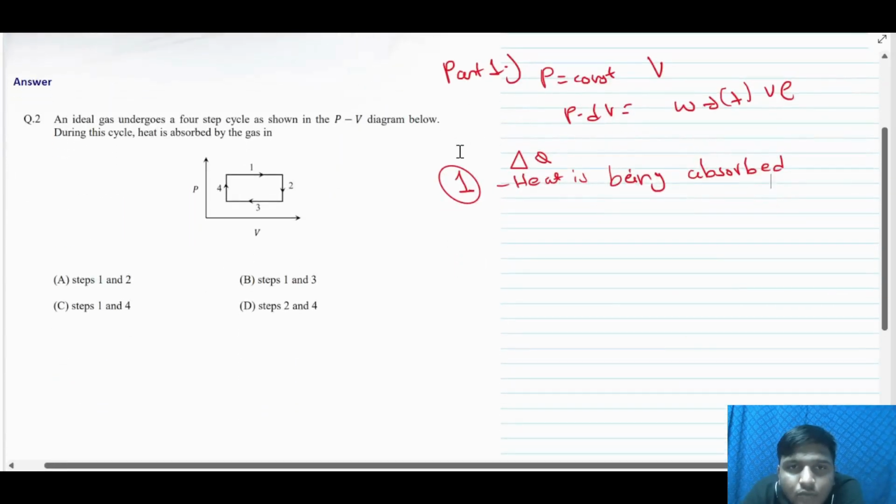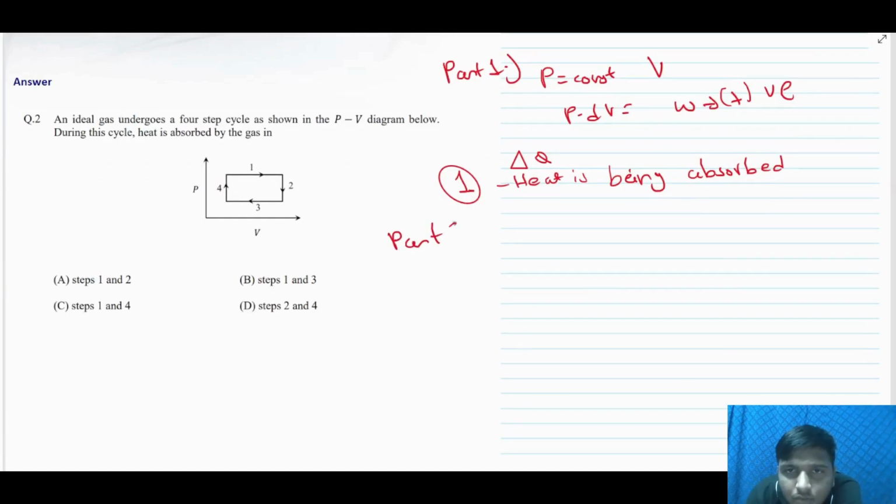For part 2, what is happening? The pressure is decreasing and the volume is constant. So I should write delta V is equal to 0. We know that whenever delta V is equal to 0, there is no work done, so it is 0. And as it is an isochoric process, the volume is constant, so P is directly proportional to T.